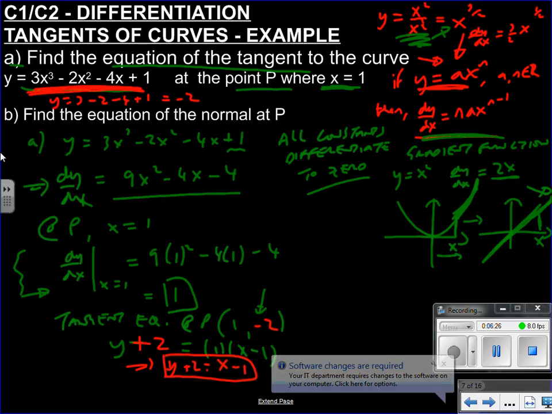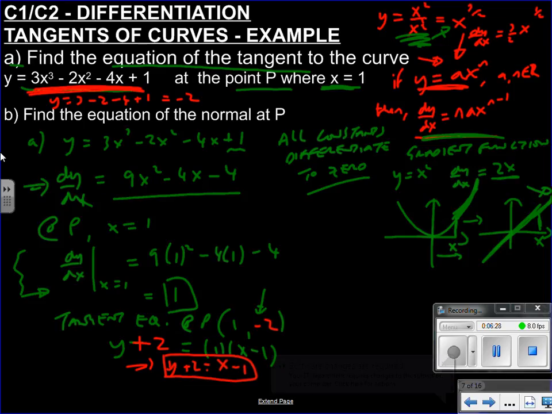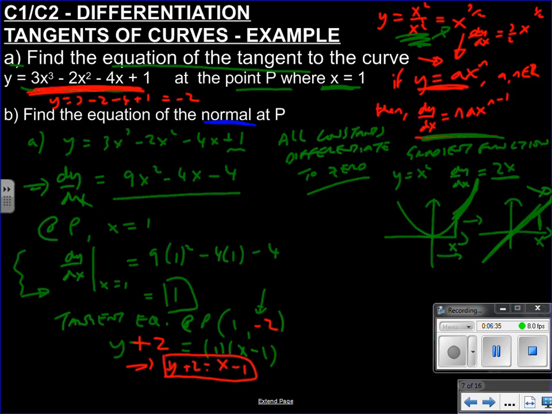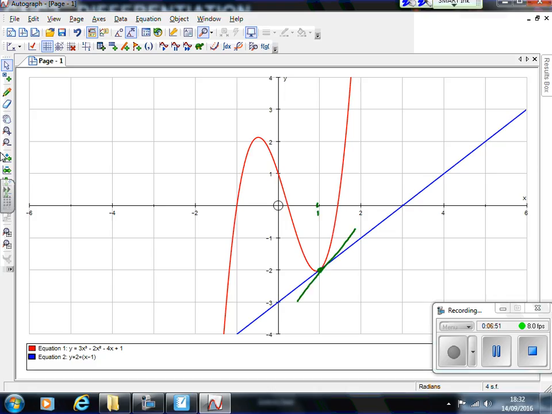Okay, part B. Find the equation of the normal at P. Well, what's the normal? If you've watched the mechanics videos, normal stands for perpendicular, doesn't it? The normal reaction is perpendicular to the surface. So the normal means the perpendicular to the tangent. So if I go back to this graph, there's the tangent there. I'm looking for the line perpendicular to that tangent here.